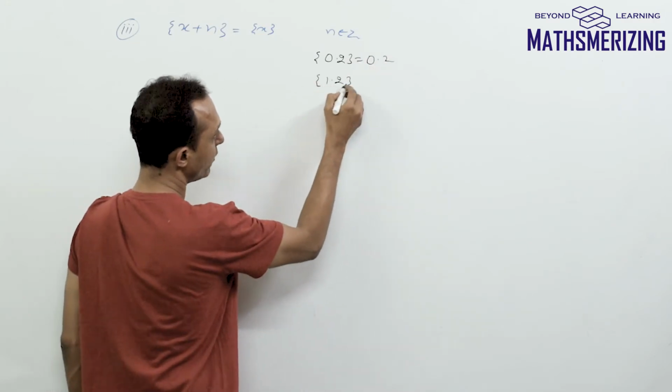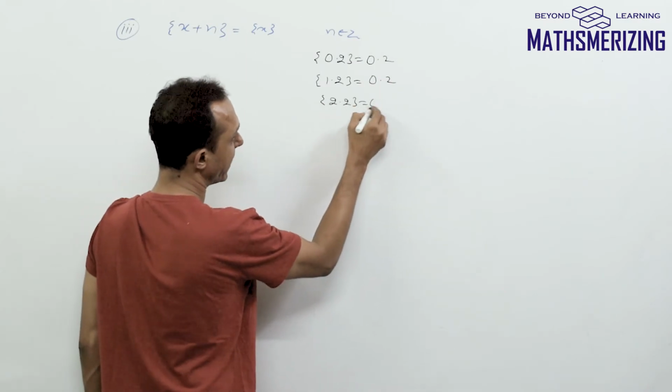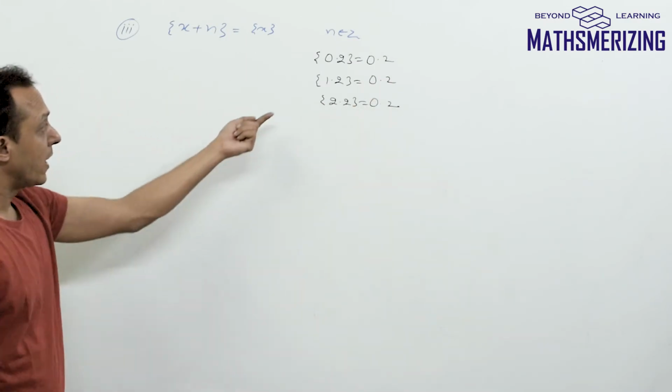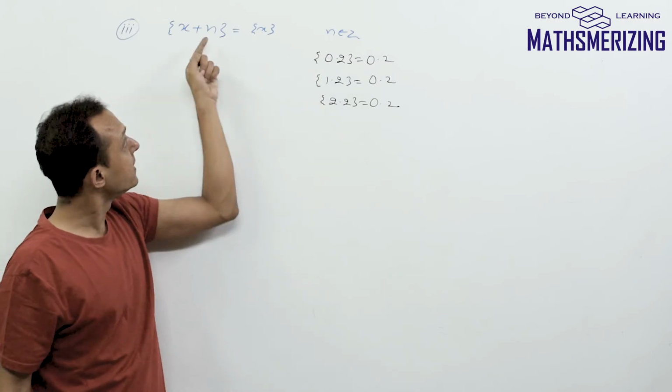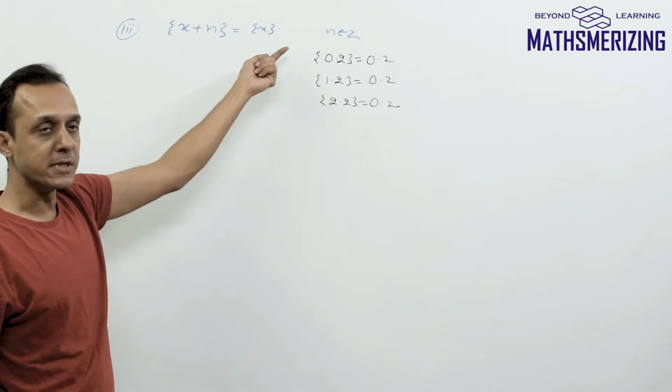What about 1.2? There will again be 0.2. What about 2.2? That again will be 0.2. So I'm not interested in its integral value. An integer cannot change its fractional part. So if it is fractional part of x plus n, it will simply be fractional part of x.